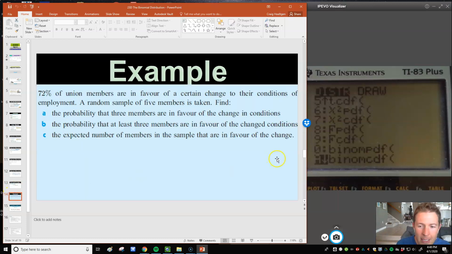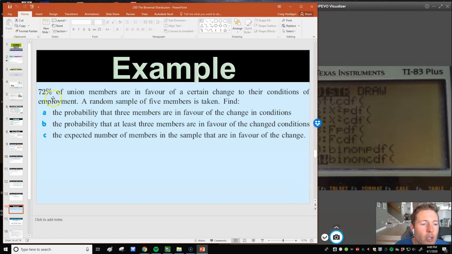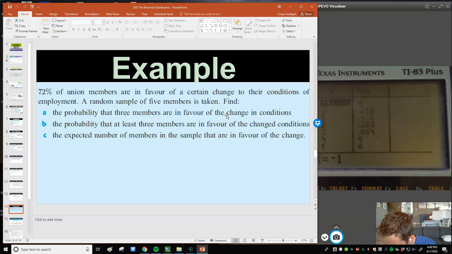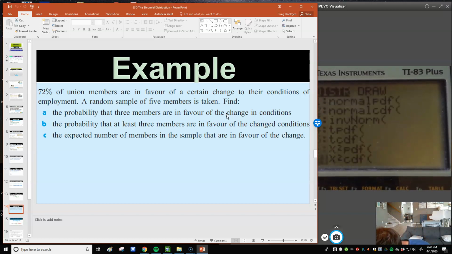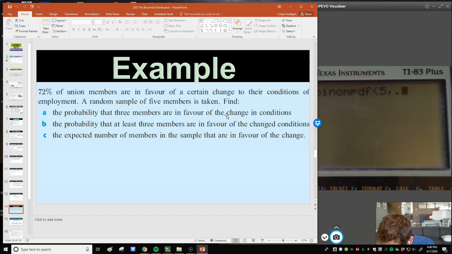All right, let's try an example here. 72% of union members are in favor of a certain change to their contract. A sample of 5 is taken. Find the following. The probability that 3 members are in favor of this change. I'm going to use the calculator. I'm going to use this binom PDF here because I want to know an exact number. Let me go back in here. Binom PDF. N is the number of trials. It's 5. Our probability here is 0.72. In this case, I want to know 3 people. So here's our probability that 3 of them are in favor of this.